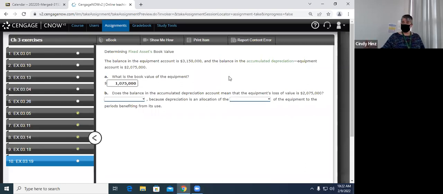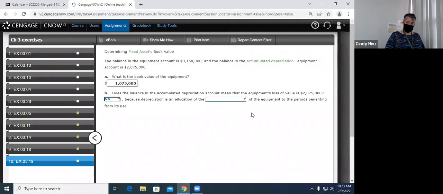And we've already addressed part B as well. Does the balance in the accumulated depreciation account mean that the equipment's loss of value is 2,075,000? And people in the classroom are shaking their head. No. Could it be? Could be. Probably not though. Because remember, it's based on two estimates. How long are we going to use it? How much is it going to be worth when we're done?